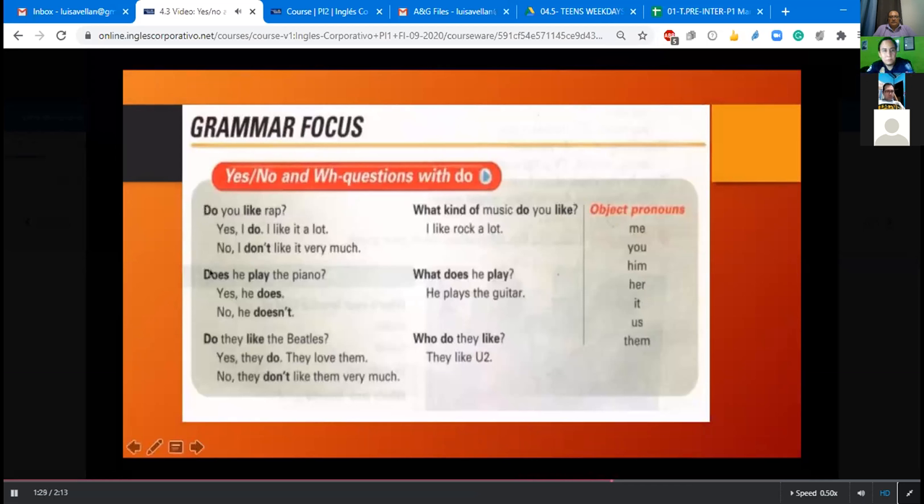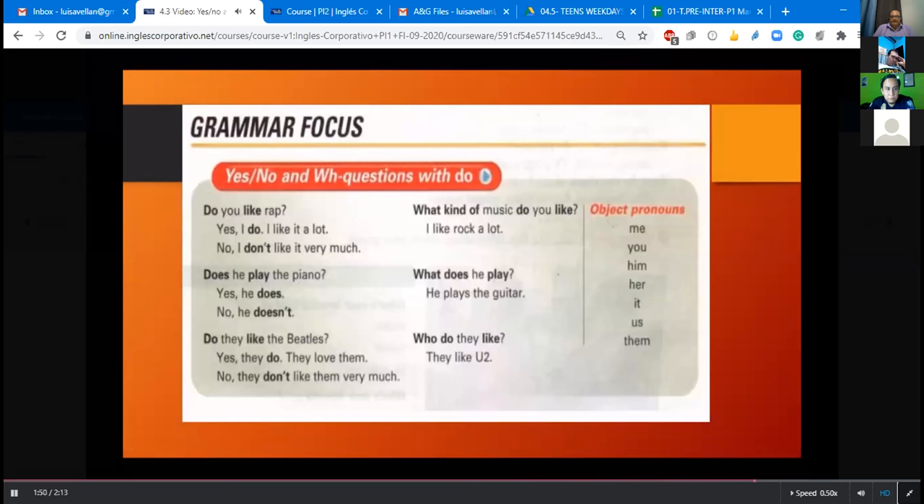Did you notice both auxiliaries, do and does? Did you notice the changes that occurred when we use the auxiliary in a question for third person singular? Does he play the piano? If not, play the video again until you understand it. Keep in mind that whenever we use does, the verb goes back to its base form.